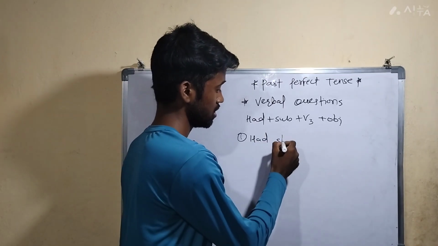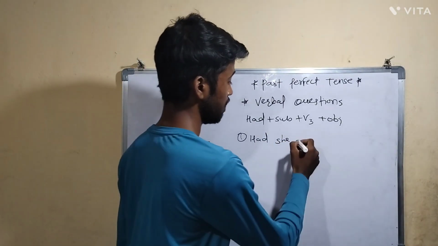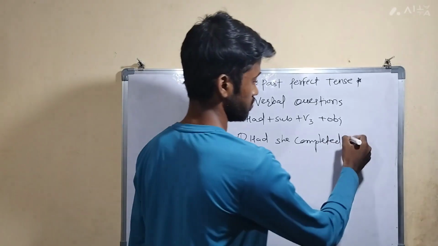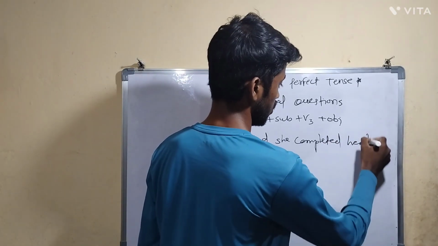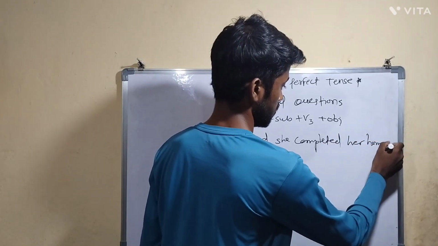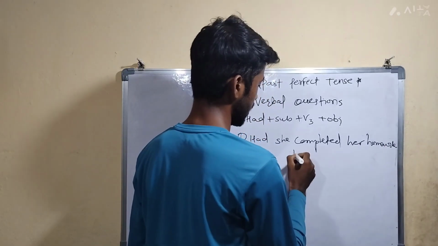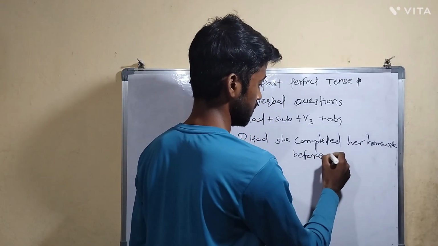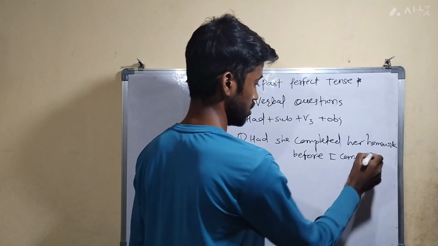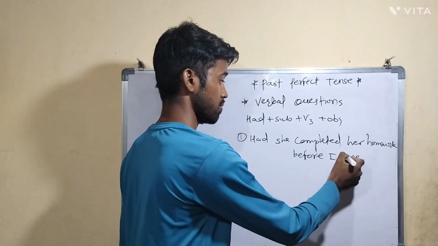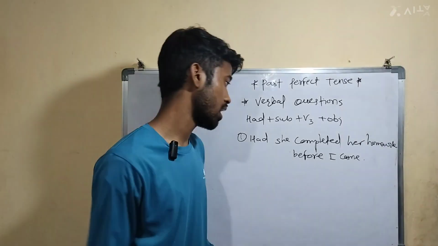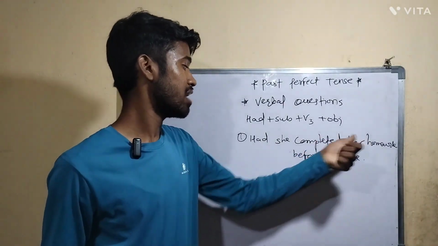Had she completed her homework before I came? Came, not come. Before I came, it should be past only. We are talking in the past perfect tense, right? How can I use present there? So, had she completed her homework before I came?